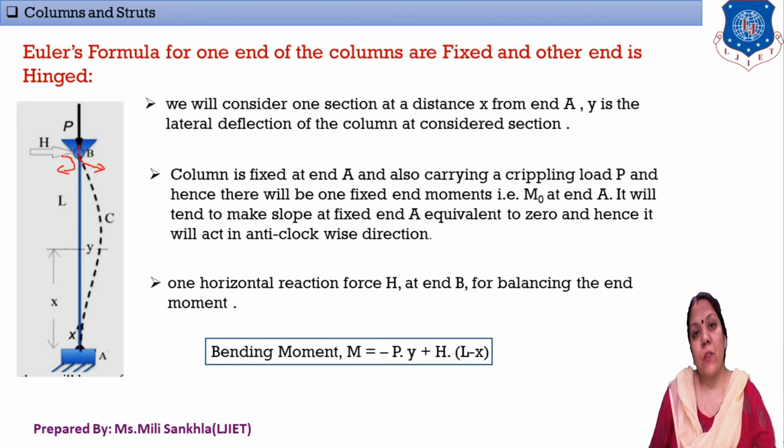This horizontal reaction H rotates in the clockwise direction. This horizontal reaction is multiplied by the vertical distance, and the section is at x from this A point. The overall length of the column is L, and from this B point the remaining distance is L minus x, because we take the section from A point and make the equation of moment from B point. So L minus x.